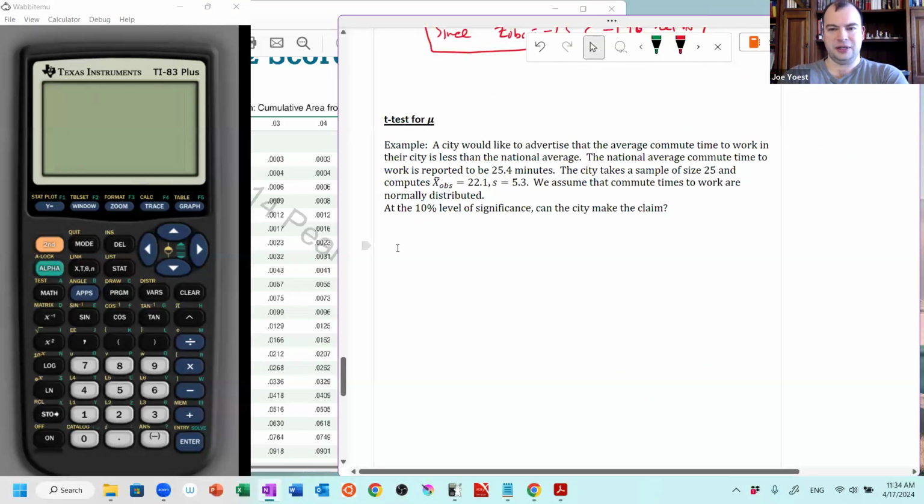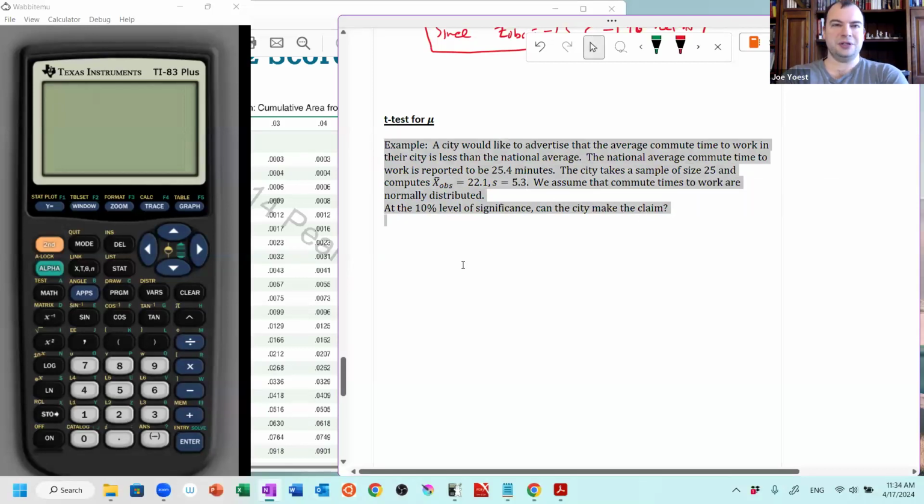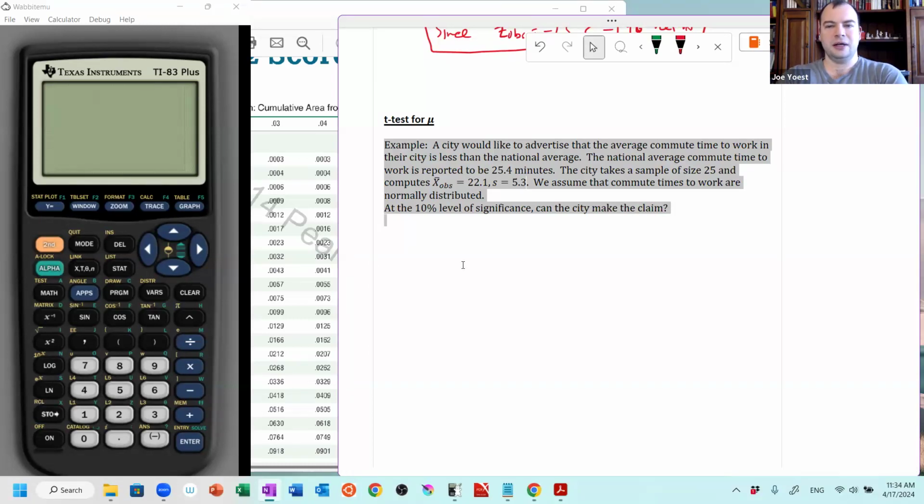Okay, so let's move to the next topic, the next type of test. Here we have a t-test for the mean. We could probably guess what's going to cause the t-test to come about, but let's go through the narrative and see if we can spot a difference between this one and the previous ones.